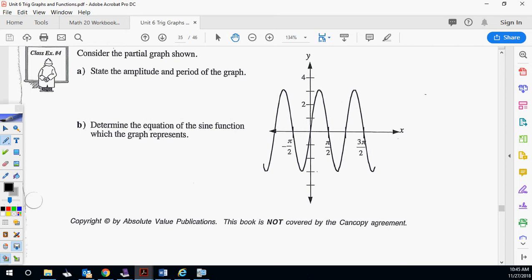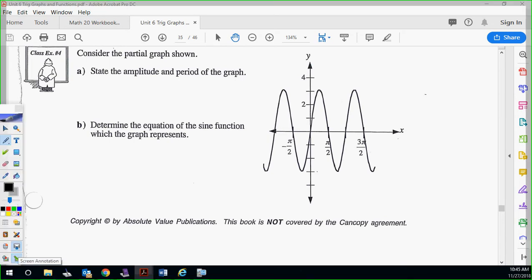Okay, state the amplitude and the period of the graph. So it looks like the amplitude is what? 3. Good. Amplitude looks like it's 3 to me. The period, so it starts here, finishes here. So it looks like it's pi. Do you guys see that? Period pi. I just see the full turn happens within a pi. That's the full curve. That's where it starts to repeat.